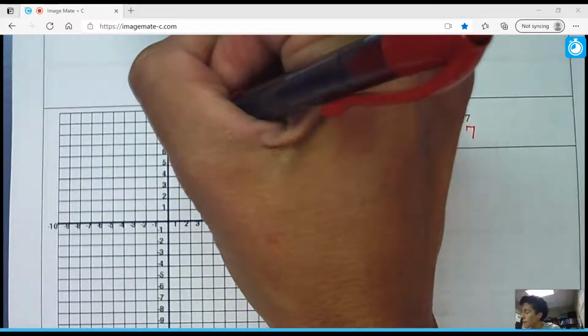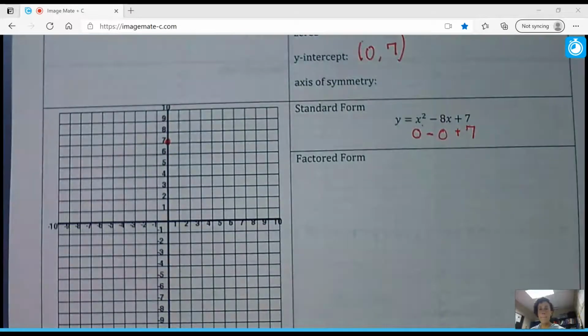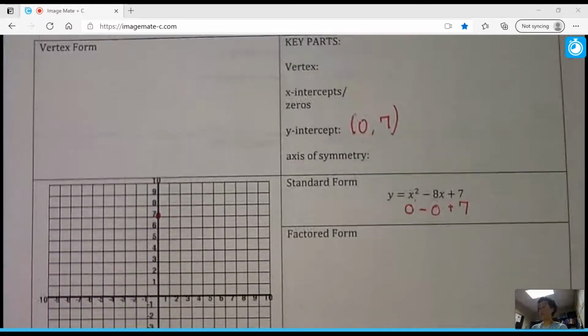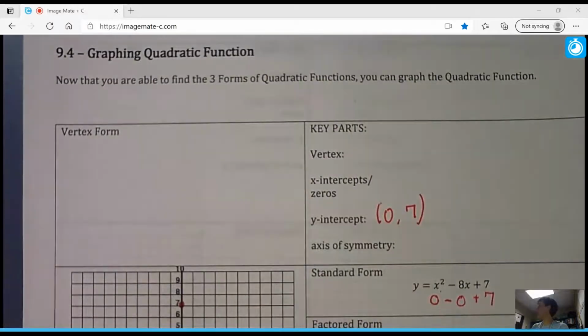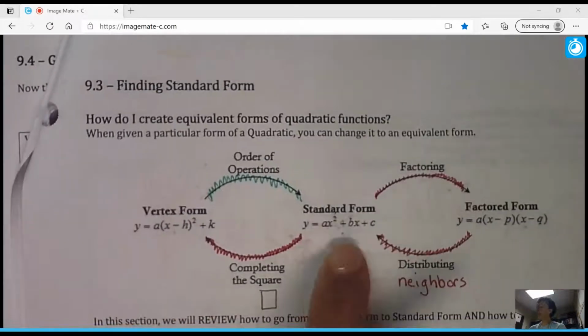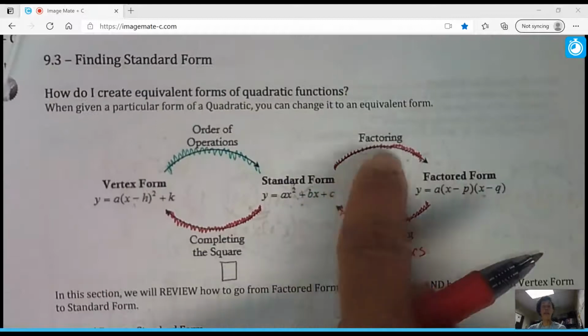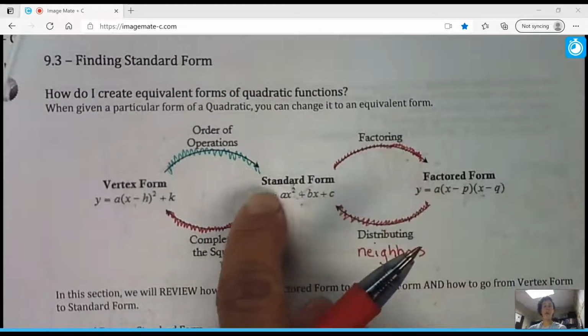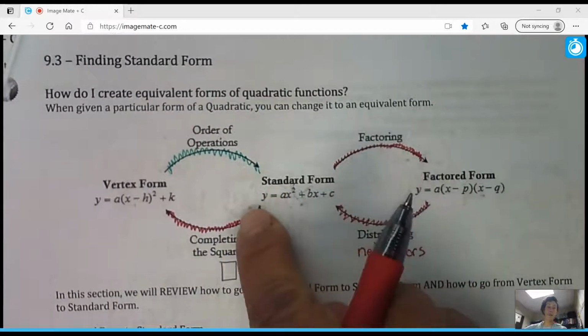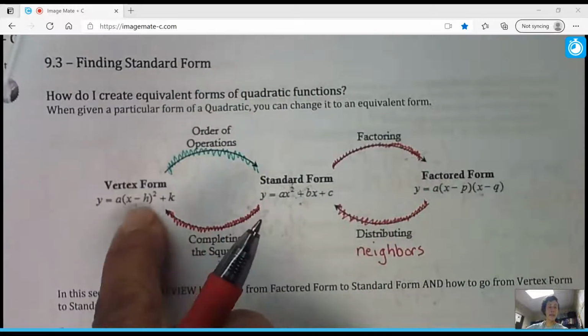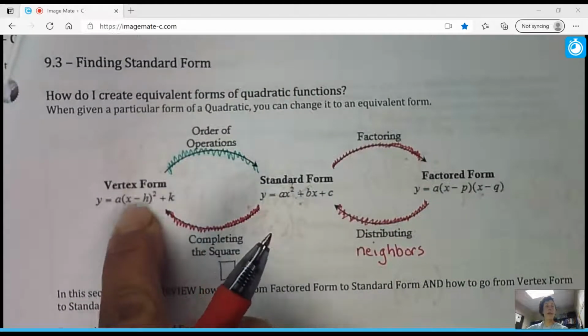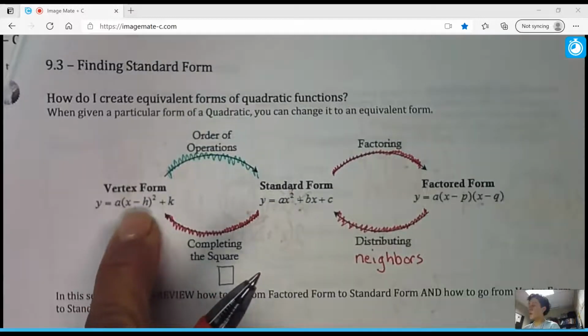So as we get our points, I'm going to graph them as we go. So here's my y-intercept, 0, 7. Okay. And now I'm going to look at my map and see what I can do next, because I'm still going to need factored form and vertex form. So when I look at standard form, I can factor to get to factored form, or I can do this latest thing that we learned about, completing the square, to get to vertex form. So that's where I'm going to start, because that's what we've done most recently.